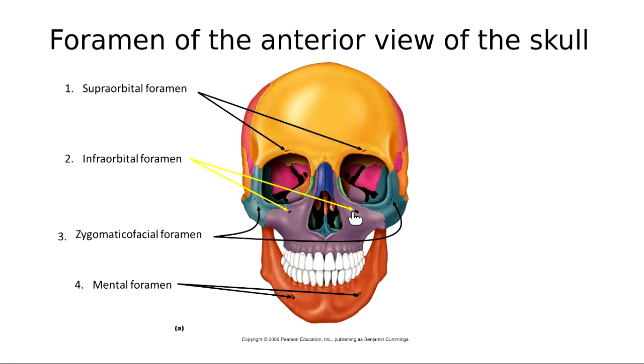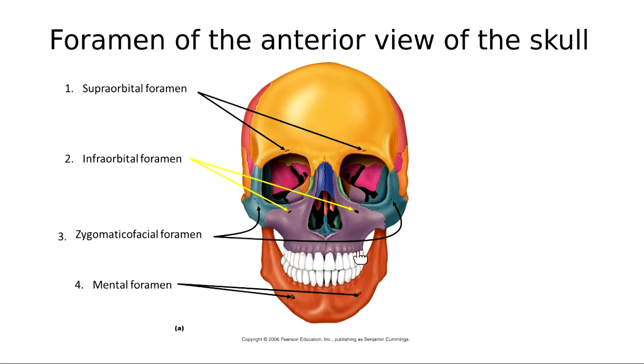Now you look at the zygomatic bones, and you'll see 1 to 2 little small holes there. Those are the zygomatico-facial foramen. Remember, they're facial bones, and they're in the zygomatic bones, so they're called the zygomatico-facial foramen. And the last ones are in the mandible down here. These are in the chin. Mental means chin, and these are the mental foramen. The mental foramen.